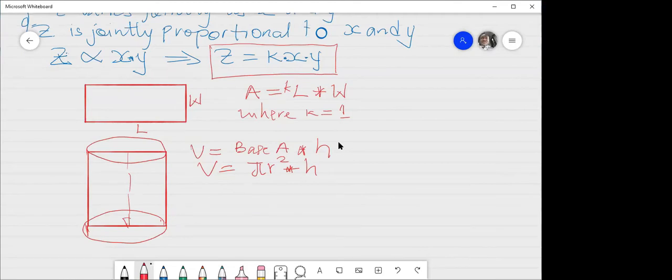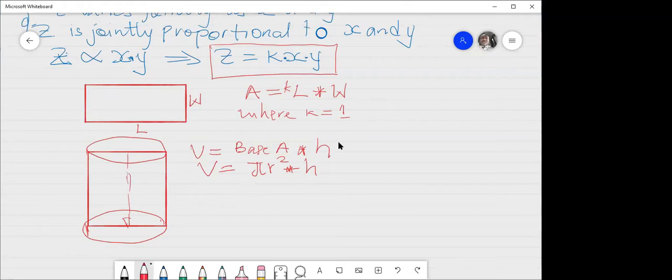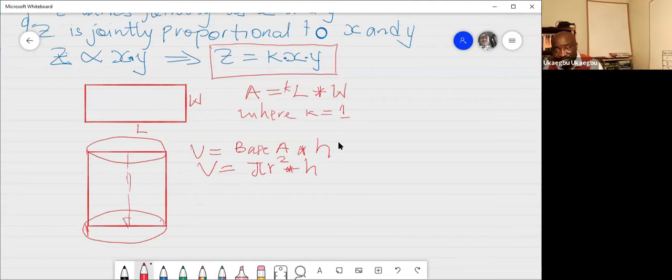Mr. Cable? Yes. When you were writing the volume down, does that say base? Yes, so this is base area. The volume of a cylinder is the base area multiplied by height. You can say the volume of a cylinder equals the area of the base multiplied by the perpendicular height. Okay, thank you. So the base area of a cylinder is usually a circle multiplied by the height.